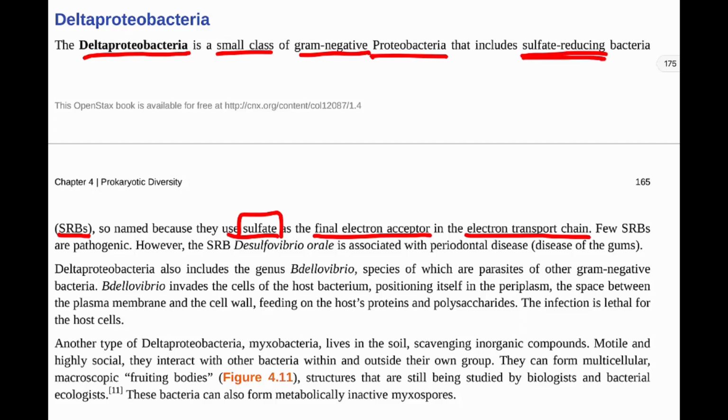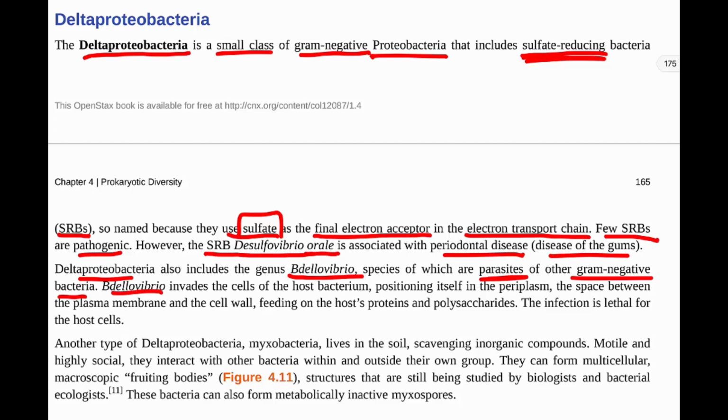However, SRB Vibrio oral is associated with periodontal disease, so disease of the gums. Delta Proteobacteria also includes the genus Vibrio, species of which are parasites of other gram-negative bacteria. So Vibrio is going to invade the cells of another bacterium and then position itself in the periplasm.